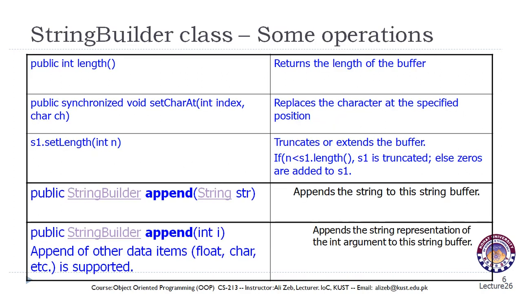To look at some of the operations of the string builder class, we have public int length. It returns the length of the buffer, that is the object of the string builder class. Public synchronized void setCharAt takes an int index and a character, and replaces the character at the specified position. SetLength truncates or extends the buffer. So if n is less than the length, s1 is truncated, else zeros are added to s1. That means it specifies the length of our string builder object.